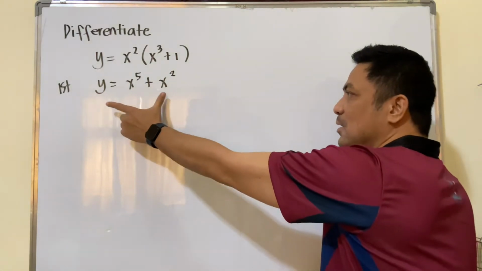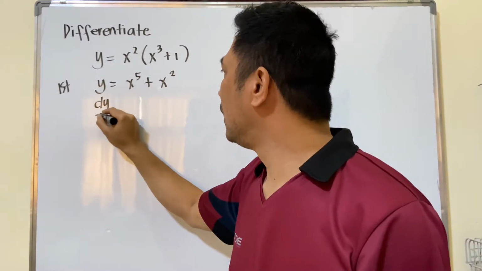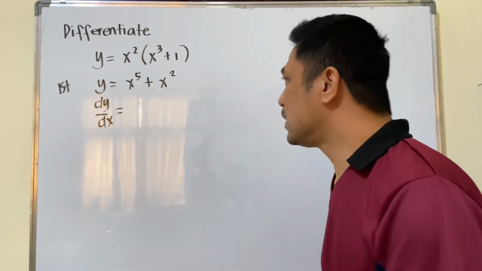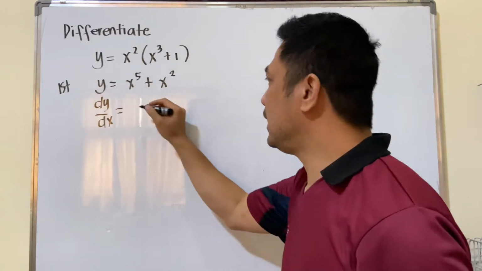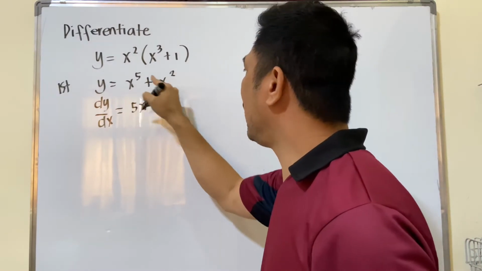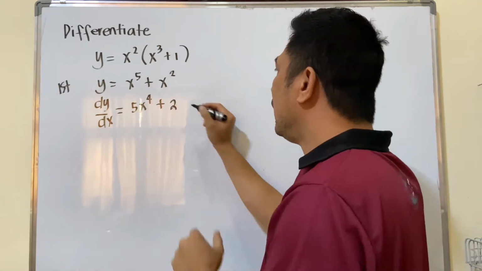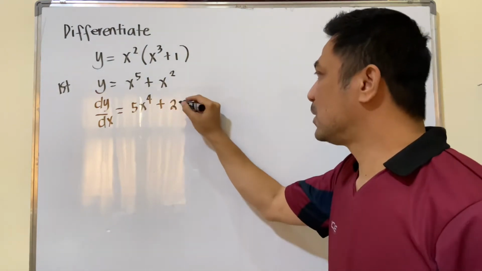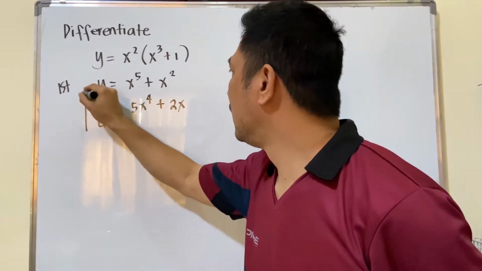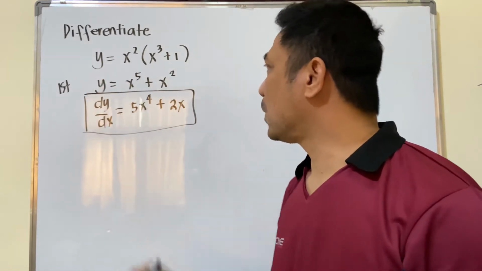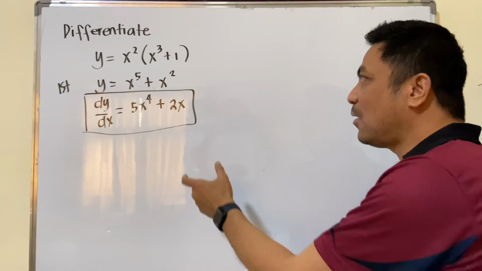It's already simplified, so all you have to do is the differentiation. So dy over dx is equal to, the differential of x to the fifth, you just apply the power rule. That is 5 raised to 5 minus 1, that is 4. Then the 2 comes down here, and 2 minus 1 is 1, so that is 2x. As simple as that. So this is the differentiated form of y equals x squared times the quantity x cubed plus 1. That is our first solution.